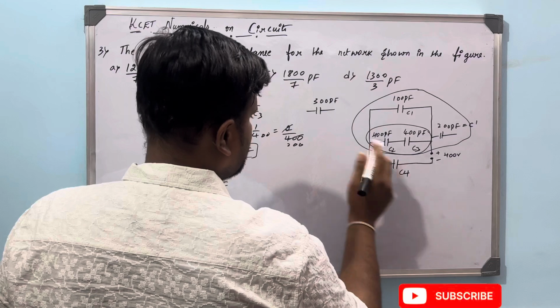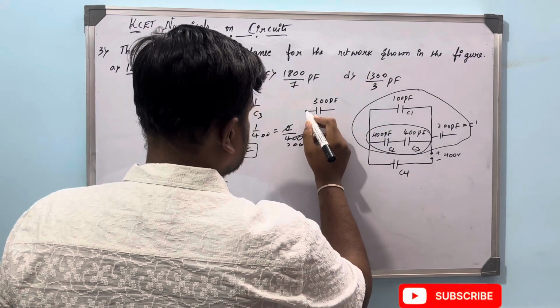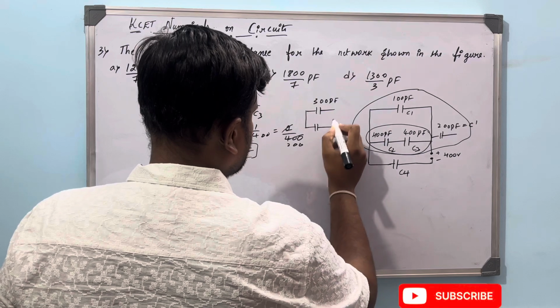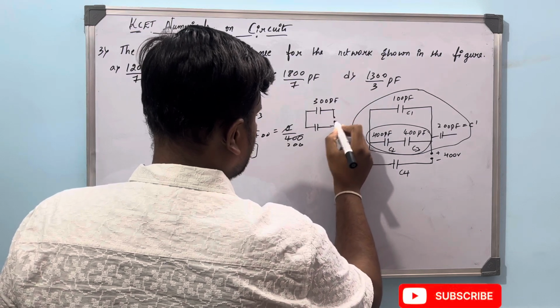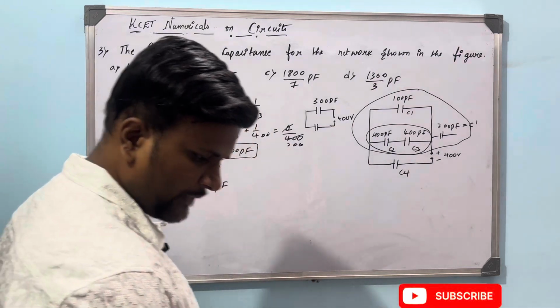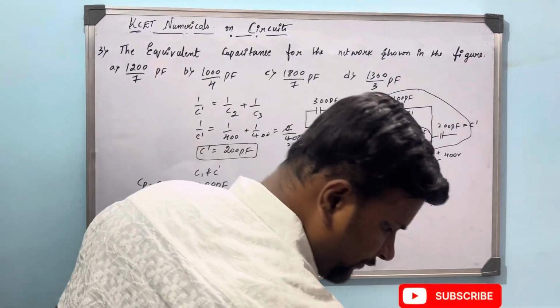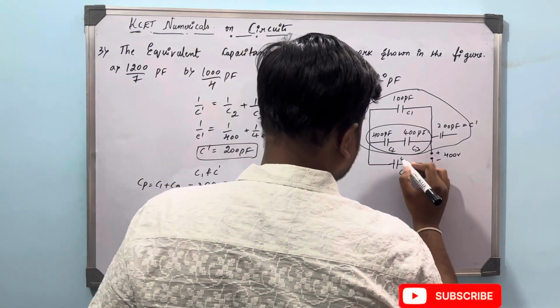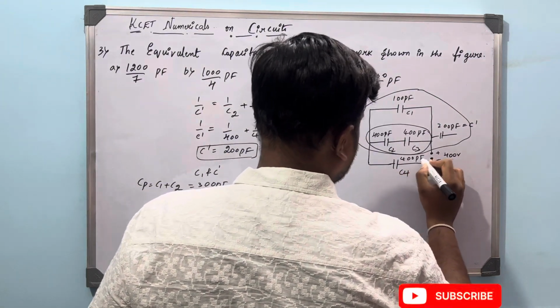Another one is C4. Okay, so this C4 is connected to the potential, that is 400 volt. I have not mentioned the C4 value. C4 value is also 400 only. C4 value is also 400 picofarad.